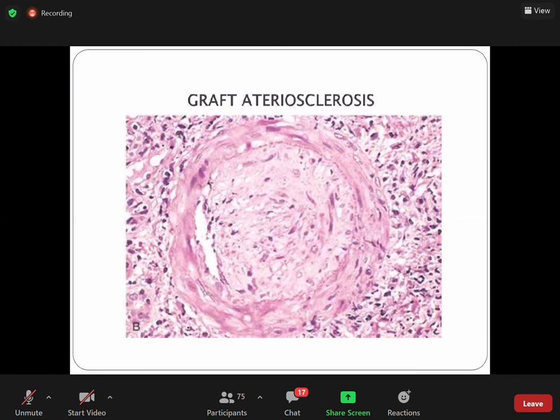HLA typing is very important to prevent rejection. Tissue matching is one of the two critical methods for preventing rejection of a graft, and the other one is serum cross-match, a crossmatch between the recipient and the donor. Using immunosuppressive drugs, for example as therapy, is done during acute rejection.